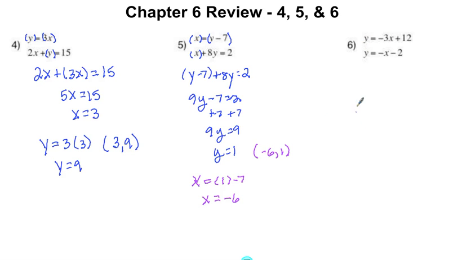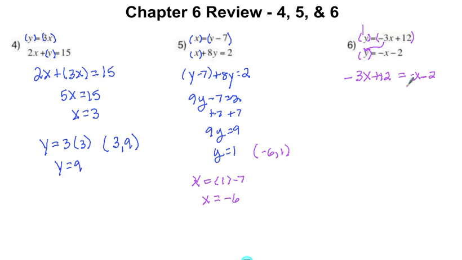So number 6, they are both solved for y, so there's two ways you can think of this. One way is to do exactly like what we've been doing, is to put parentheses around what equals the same thing, and then I'm going to substitute in for y. Or that they're both equal to y, so if these two amounts are both equal to y, then we can make them equal to each other. It's going to give you the same result. So negative 3x plus 12 equals negative x minus 2.